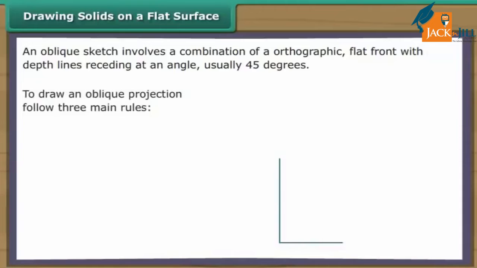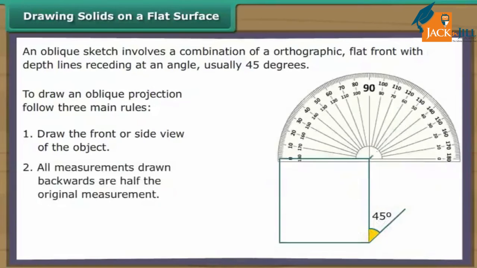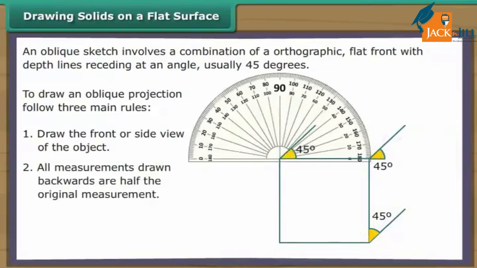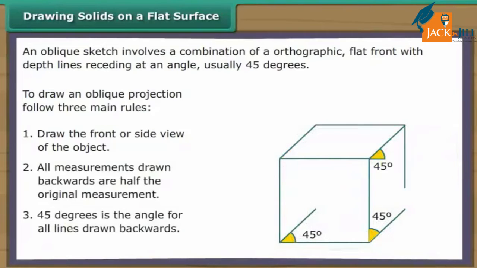To draw an oblique projection, follow 3 main rules. 1. Draw the front or side view of the object. 2. All measurements drawn backwards are half the original measurement. 3. 45 degrees is the angle for all lines drawn backwards.